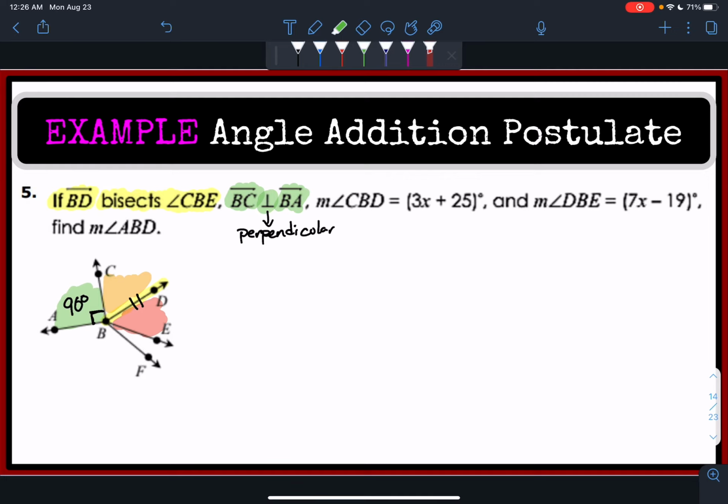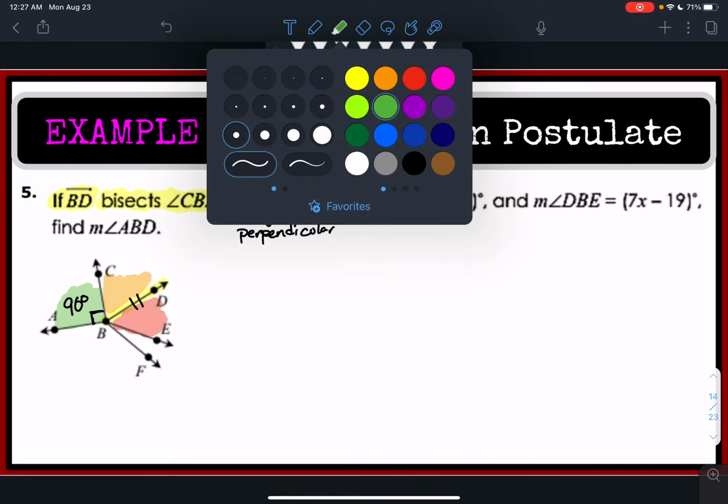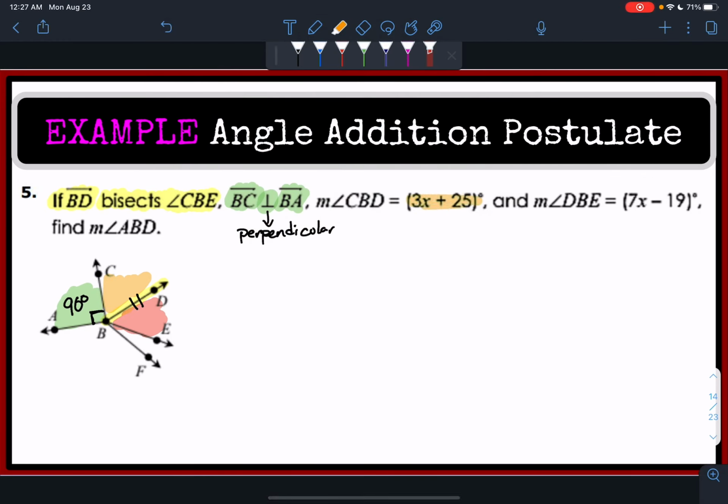Now the next piece of information that's given to us is the measurement of angle CBD. So let's find that over here. From point C to vertex B to point D, which is the orange one, that's equal to 3x plus 25. So let me highlight that in orange, and let me just write it there. That angle measurement is 3x plus 25.